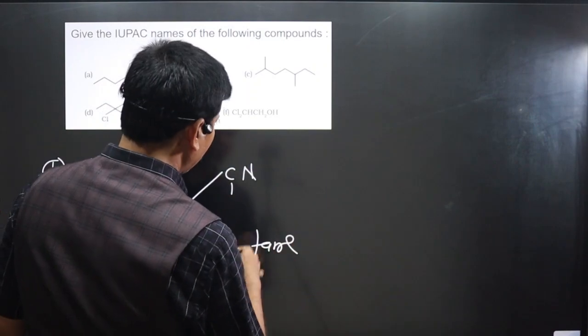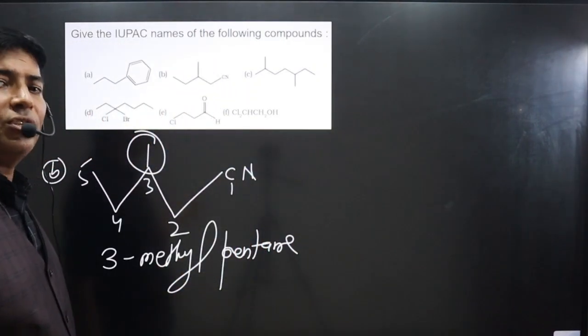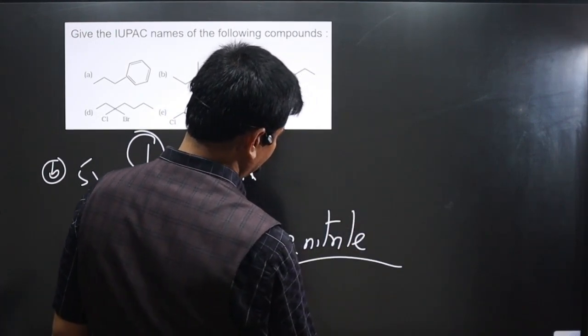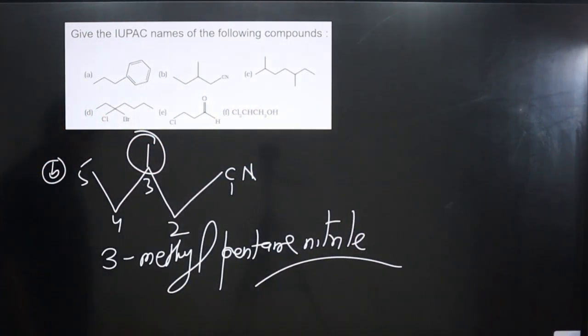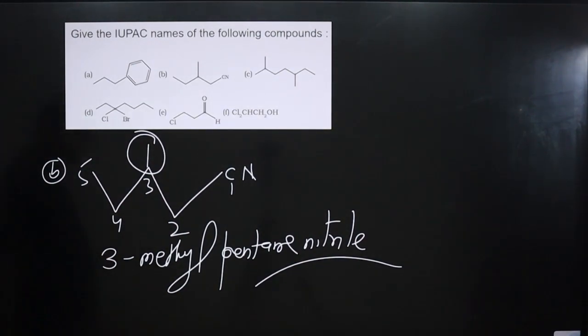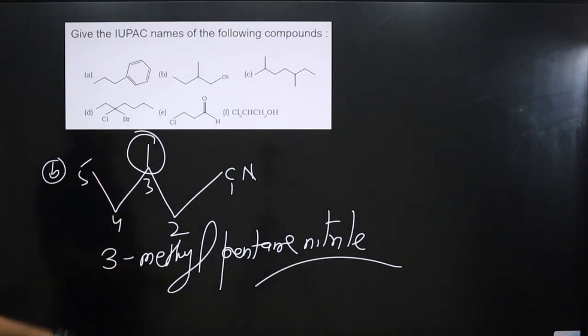Pentane, and this CN is there. For this we use the suffix nitrile. We have pentanenitrile. So the name of this compound is 3-methylpentanenitrile. Okay, now move on to the next one.